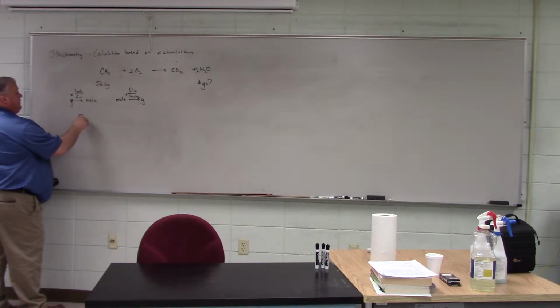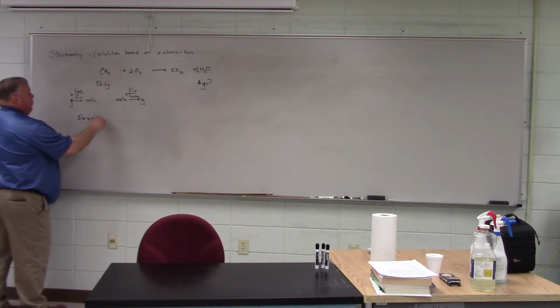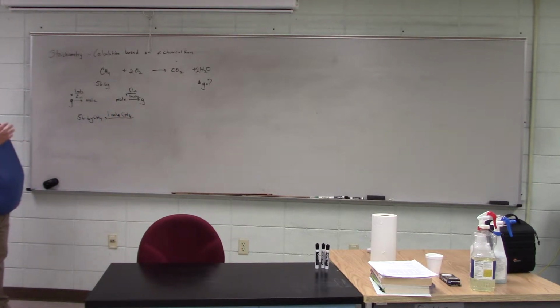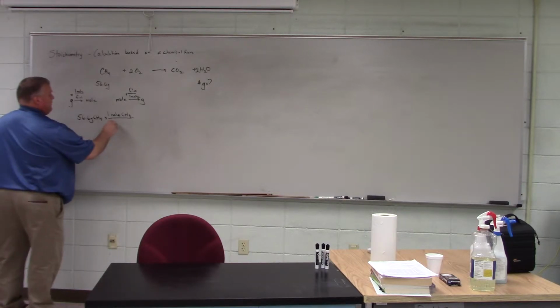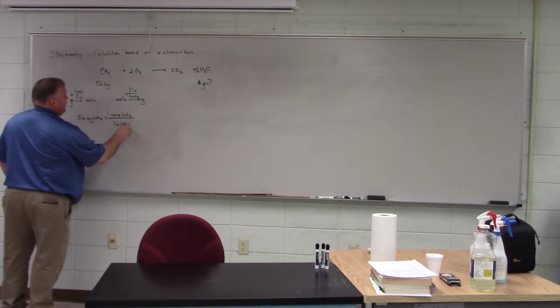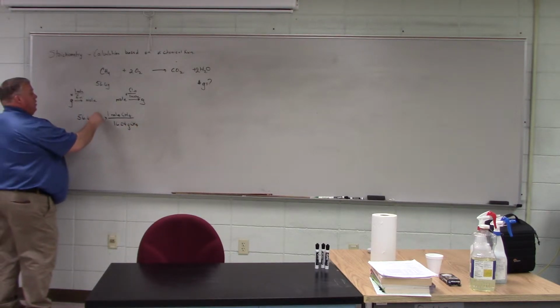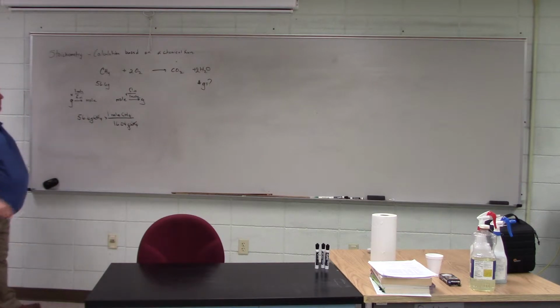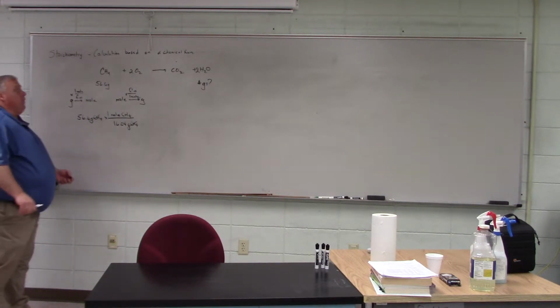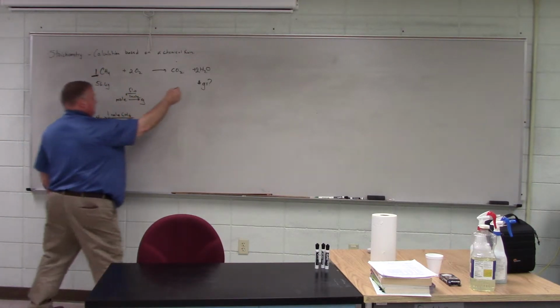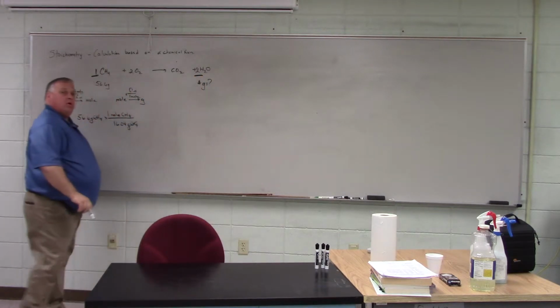So, 56.6 grams of CH4 times 1 mole of CH4 contains 1 carbon and 4 hydrogens, so that's going to be 16.04 grams of CH4 per mole. When we multiply by that, we can cancel grams of CH4, and now our units are in terms of moles of CH4. Now, from our balanced equation, we see that 1 mole of this produces 2 moles of this.